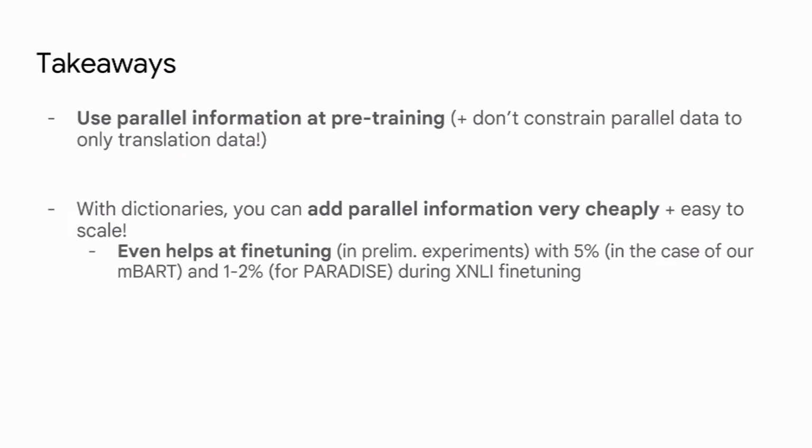So one takeaway that I recommend to anybody pre-training or training any multilingual models is to use parallel information at pre-training time. And also don't constrain parallel data to only be translation data. You can use dictionaries, look at other types of parallel signal that you can get. Cross-lingual transfer is really something quite neat, and we should take as much advantage of it as we can. And the other thing with dictionaries, even for the lowest of low resource languages, if we can get some aligned information between English and another given low resource language, they can add parallel information very cheaply, and they also help during fine-tuning time as well.